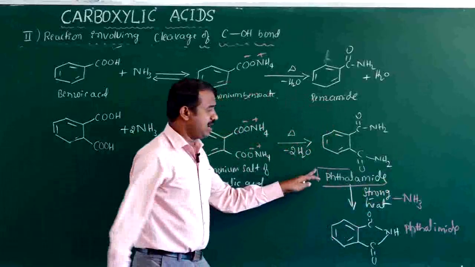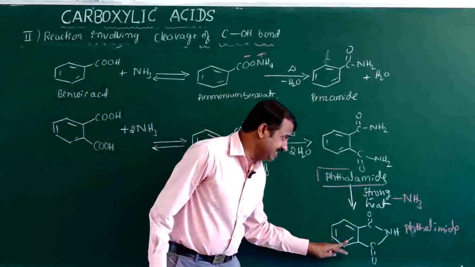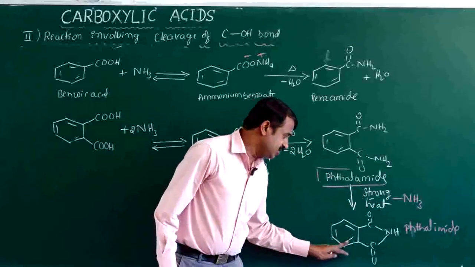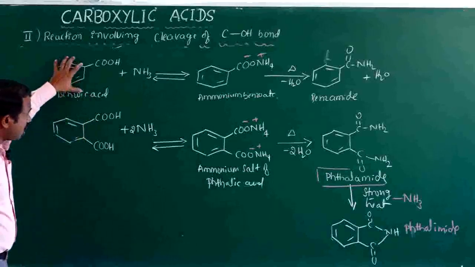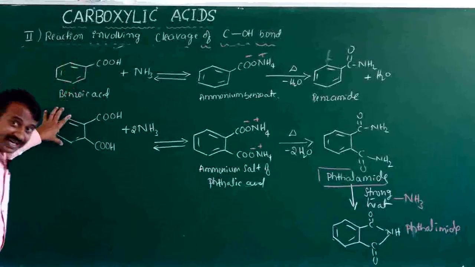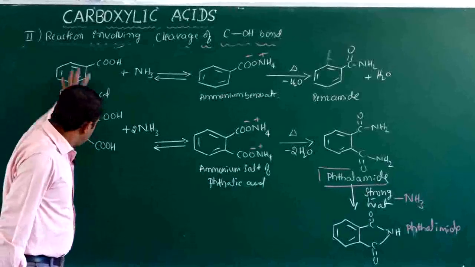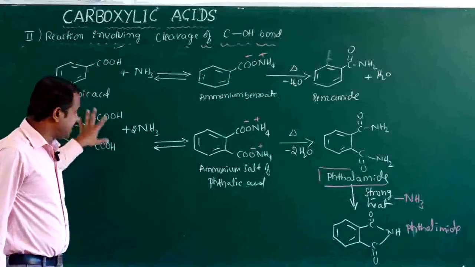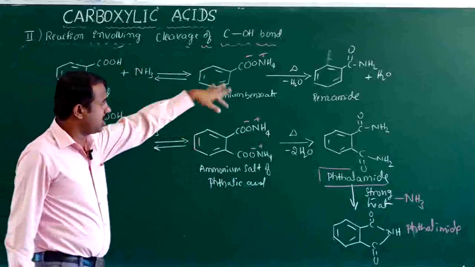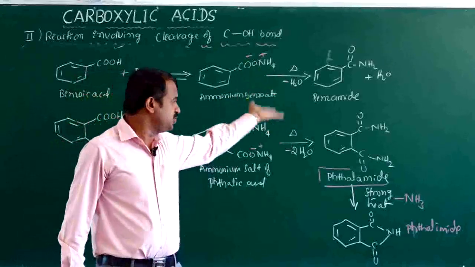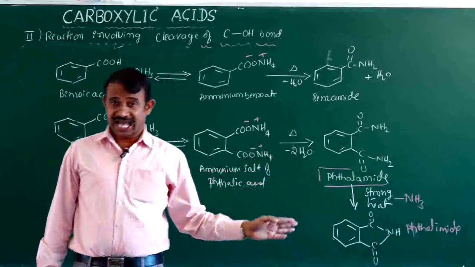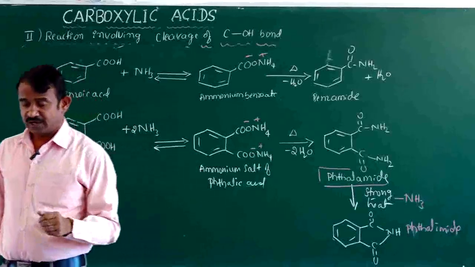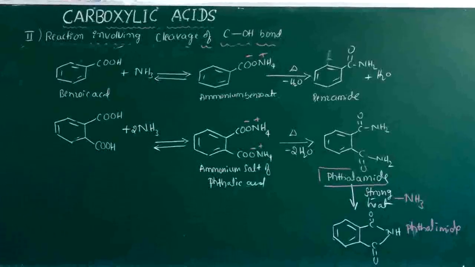Okay, this is a phthalamide. When phthalamide is strongly heated, you will get phthalimide. When a monocarboxylic acid and a dicarboxylic acid react with ammonia, you will get an amide: benzamide, and phthalic acid is converted to phthalamide. Okay. Next we will go for the further reaction.